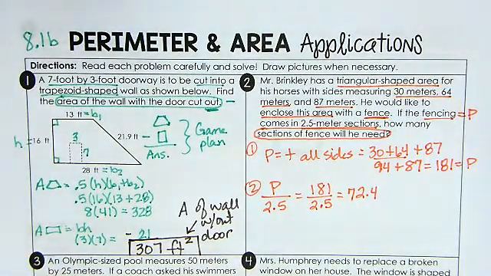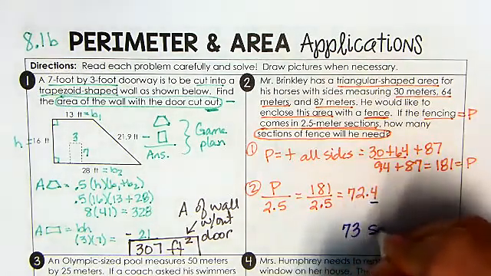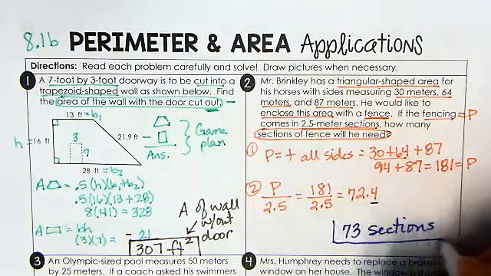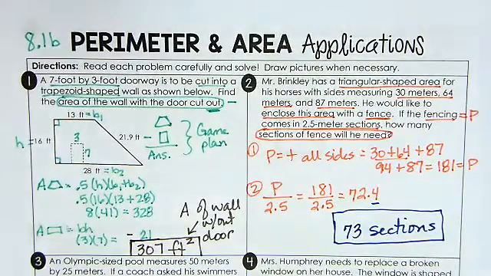Now, here we have to think. If I do 72 sections, am I going to have enough fence? No. I have to go up because I've got to take into consideration that 0.4. So my actual answer is 73 sections. I may have some extra, but I have to do that so that I can make sure I can fence in the entire area.